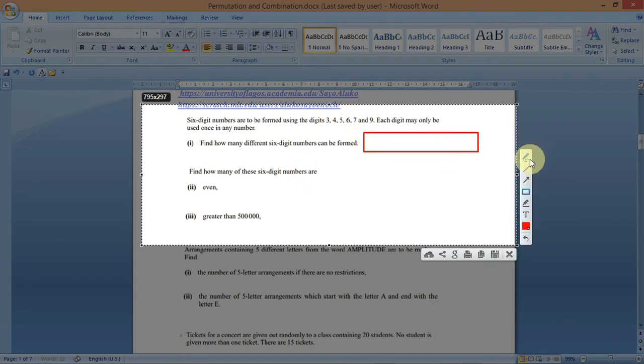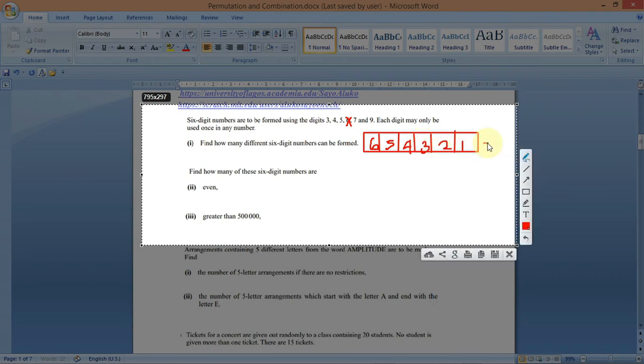So I'll just divide this into 6 boxes. 1, 2, 3, 4, 5, and 6. So now, how many digits do I have altogether here? 1, 2, 3, 4, 5, 6. Coincidentally 6, and I want to form 6 digits. Exactly 6, interesting. So let's assume that this one is out, then I'll be left with 5, then 4, then 3, then 2, then 1.